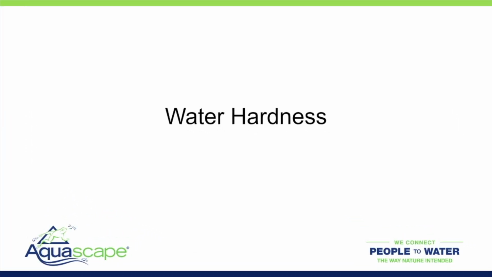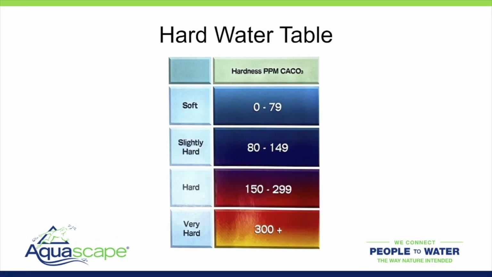So what actually is water hardness? Water hardness is a combination of different minerals that are actually going to be found in your water. So it's typically going to be calcium carbonate and magnesium carbonate. Those are the two main ones that we typically measure.